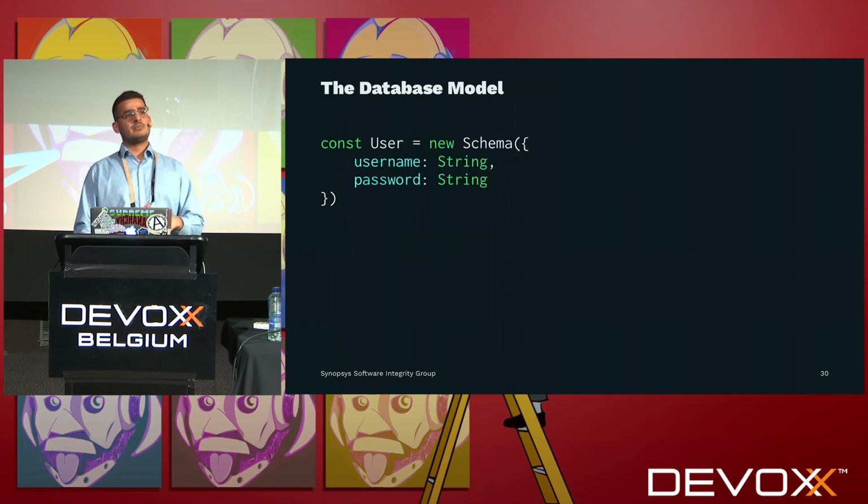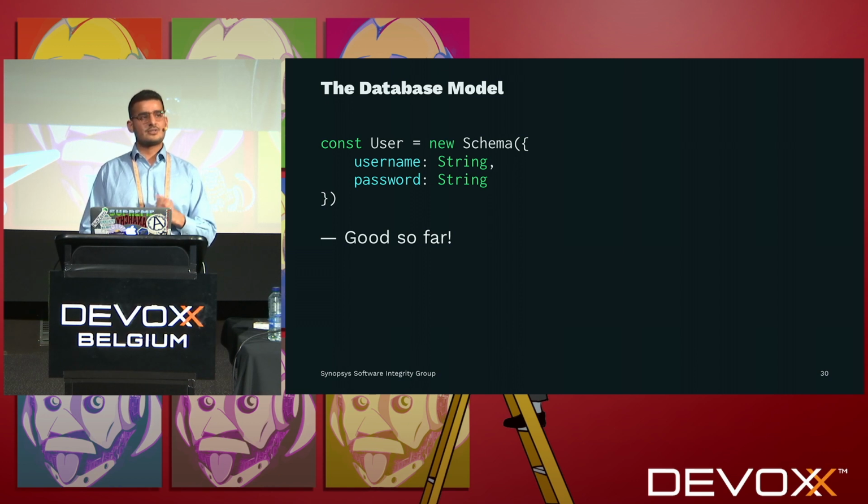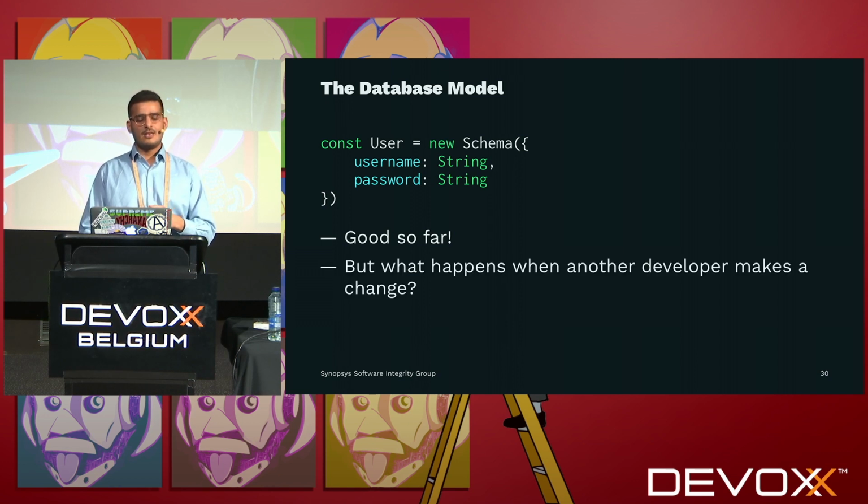But if you look at the schema or the database model, this is what the schema looks like, right? This is a typical Mongo schema object that I'm using, and it provides the password and the username as a string. And this is good so far. But what happens when another developer makes a change?